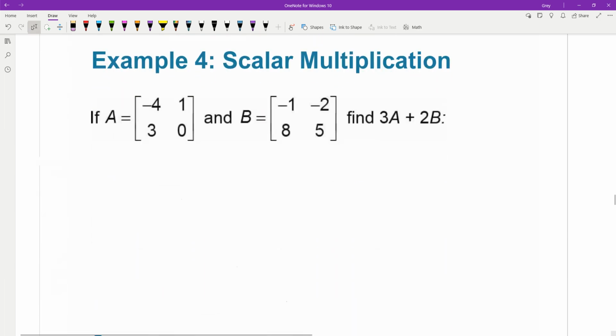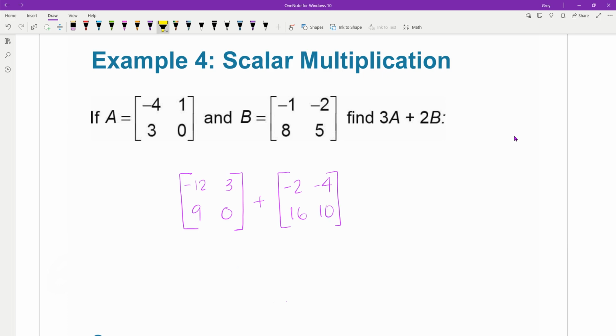So this one, and if you have one like this on your lesson check, y'all, it would be in your best interest to put down what this is before you combine them, if you want any partial credit for things going wrong. So to start off with, I'm going to do 3 times A: 3 times negative 4, 3 times 1, 3 times 3, and 3 times 0. Then 2 times negative 1, 2 times negative 2, 2 times 8, and 2 times 5. And then I'm going to add those together.